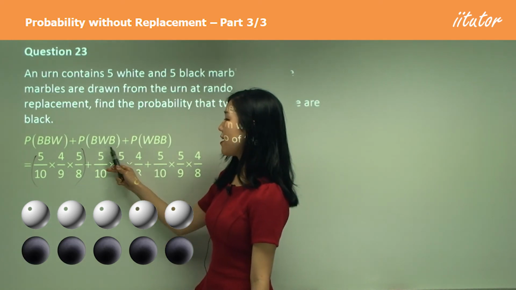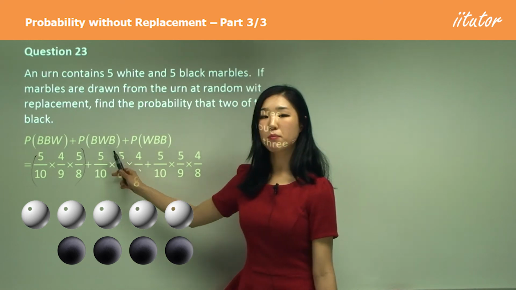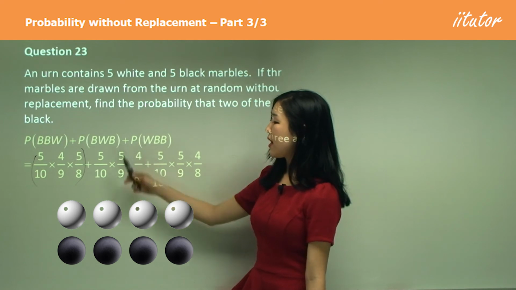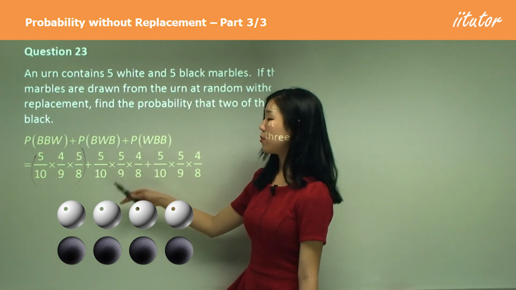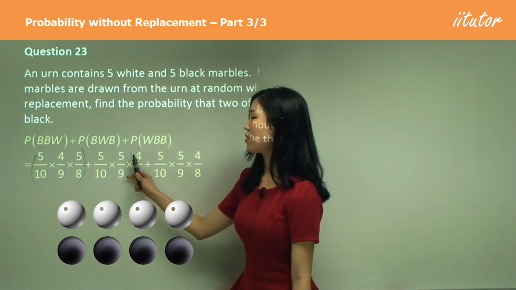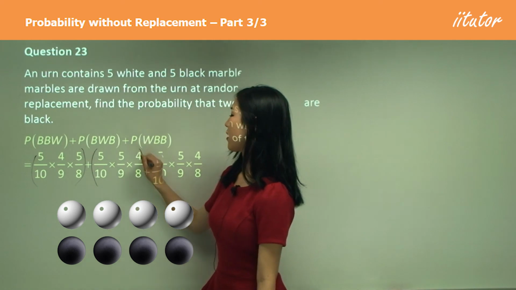Okay, and then the same thing, guys. Black, white, black, there's 5 out of 10 black. White, there's 5 out of 10, but because we've already picked one, we'll have 5 out of 9. And for black, because we've already picked a black, we'll have 4 blacks left out of 8. Because I've already picked 2, I'll have 8 left to choose from. So this is the second one.